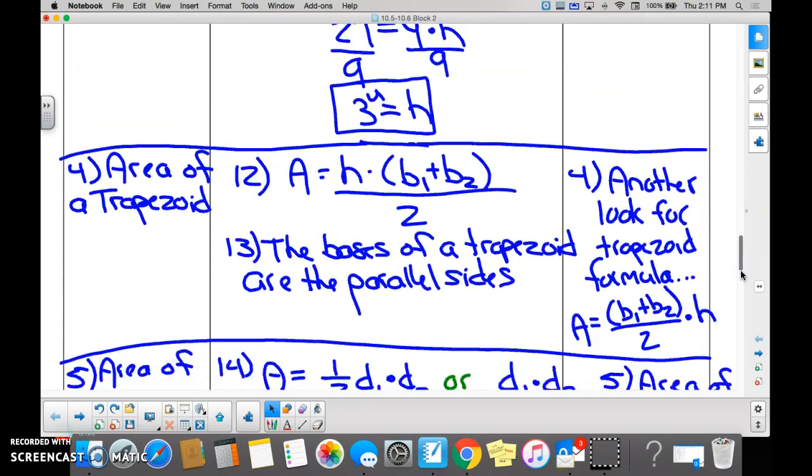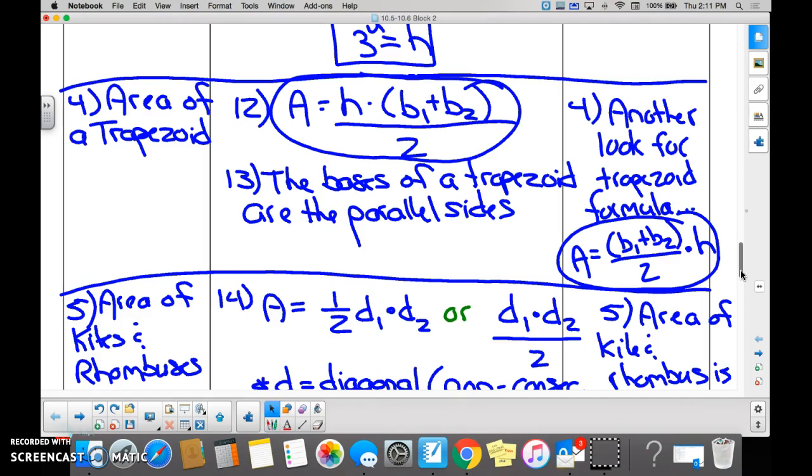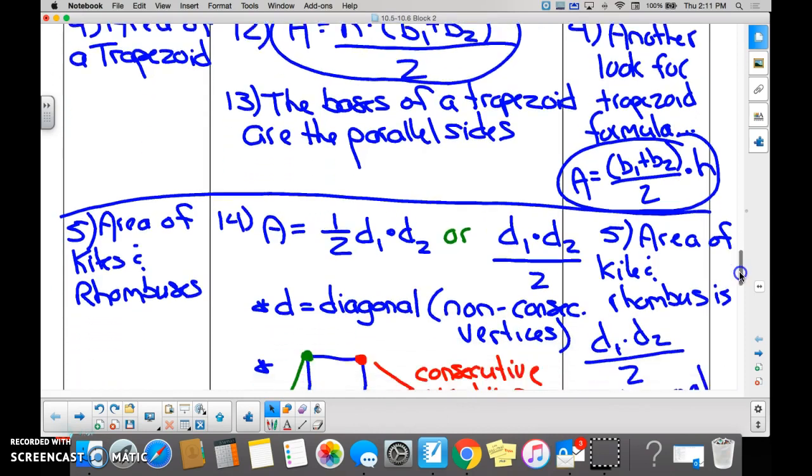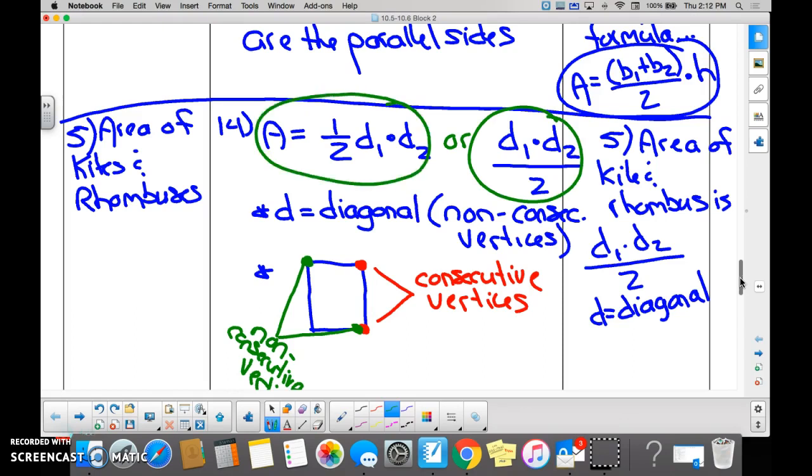See this formula right here? Do they look different? Yes. Are they different? No, they're the same thing, it's just written in a different way. Area of a kite. What's the area of a kite? So, Ilana. Diagonal 1 times diagonal 2 divided by 2. Is this also the area of a kite? Yes. Does it matter which one you use? No. You're going to get to the same answer, aren't you?